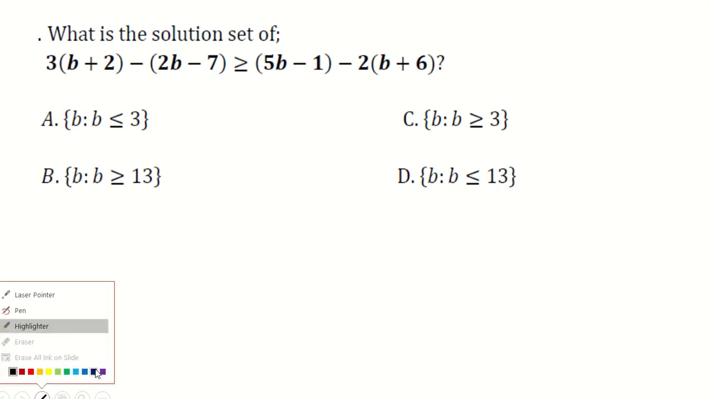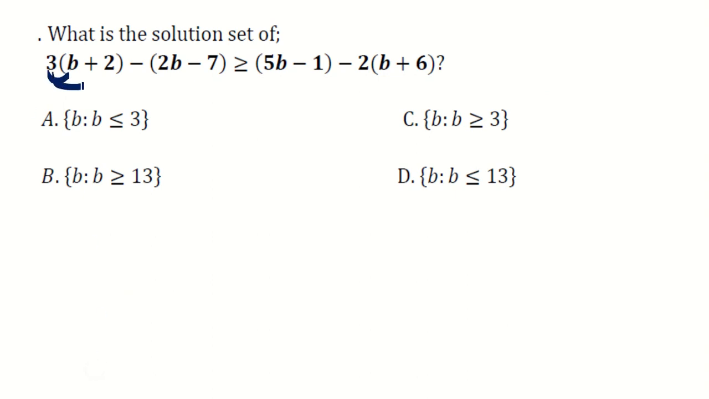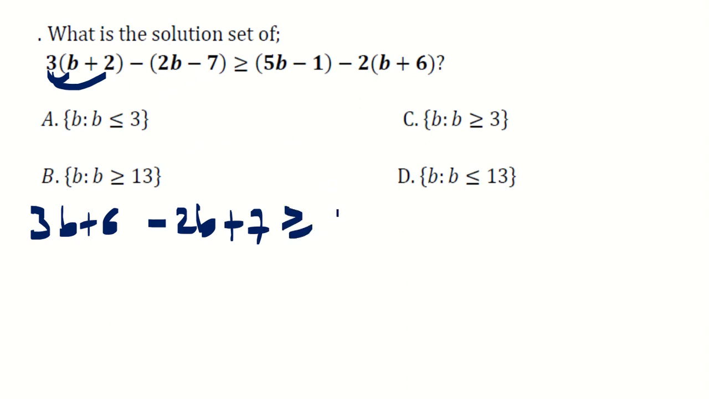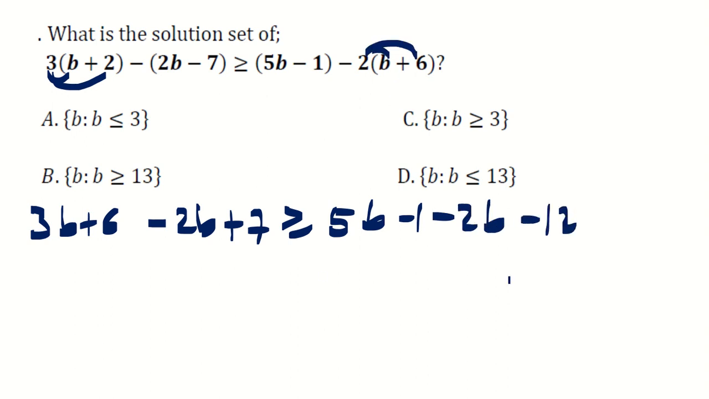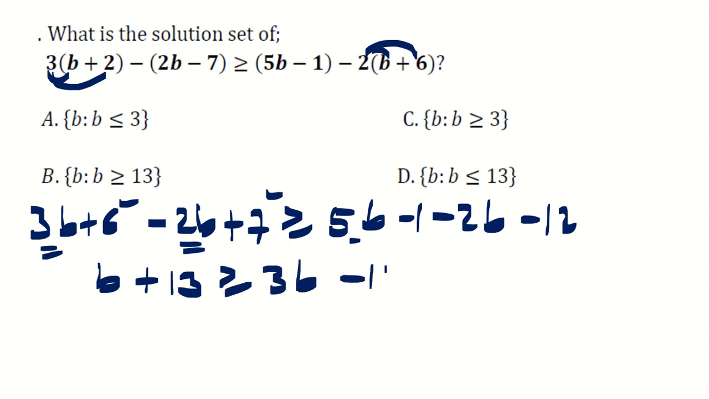Next one, again an inequality. Remove the bracket first. 3b plus 6 minus, here there is nothing, just simply the minus will be distributed. 2b plus 7. How plus 7? Because negative times negative. Greater or equal to 5b minus 1 minus 2b minus 12. This negative 2 will multiply each of them. Then collect the like terms. 3b minus 2b will be b plus 13, because 6 plus 7. Greater or equal to 5b minus 2b will be 3b minus 13.